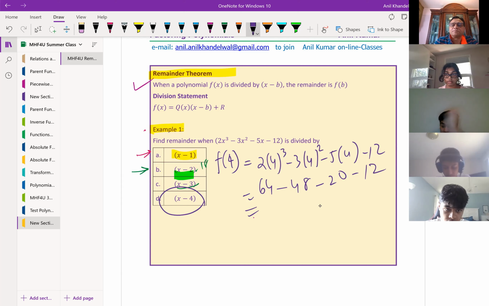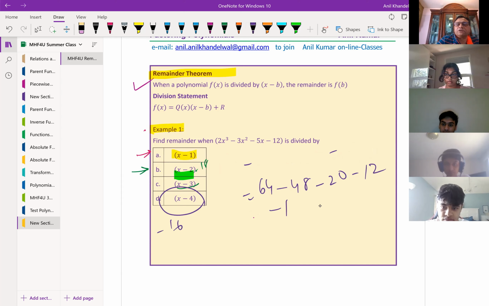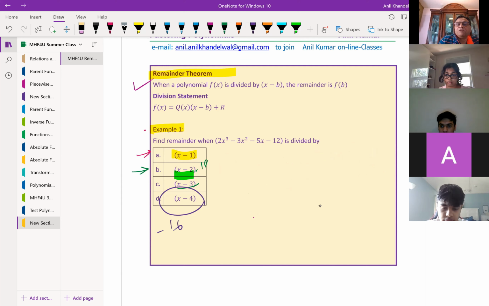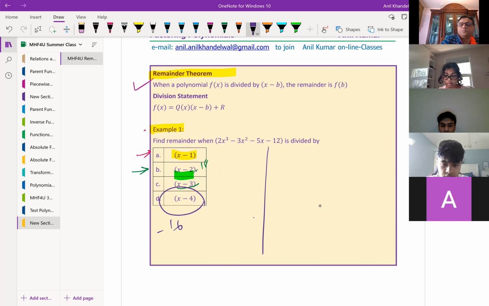It's negative 16. Okay. So you're saying negative 16. Now we are going to do synthetic division and verify our answer. Is that okay? Because this is going to be a practice for synthetic division. Most of the time, we are going to use synthetic division to do division. Okay. And we'll check. Mohammed, help me in doing this synthetic division.